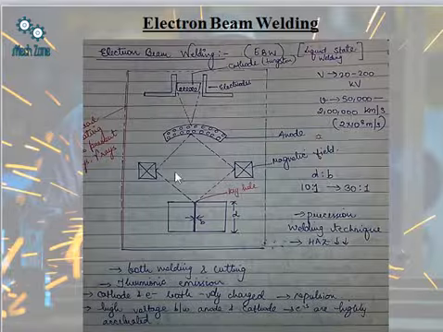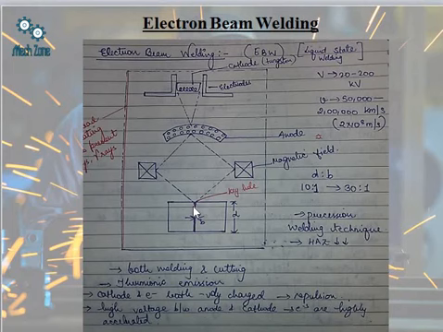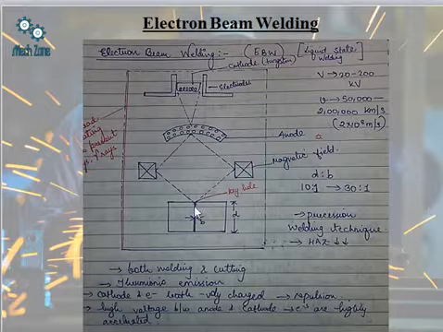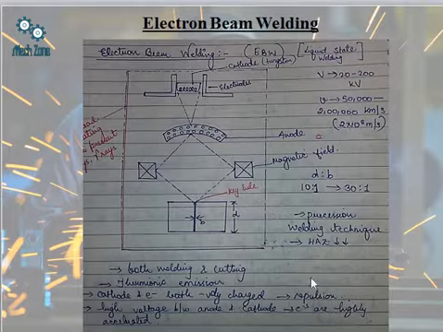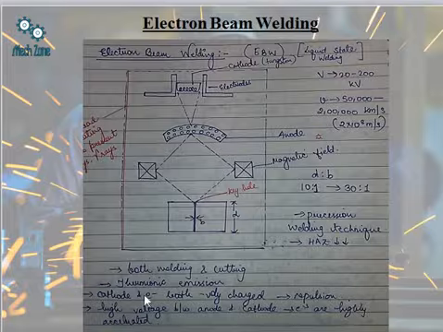It is a liquid state welding because melting of material is taking place, and a very small, keyhole type of weld is obtained. This is the anode and this is the cathode. Anode is the positive plate and cathode is the negative plate, you can see here. So this is called electron beam welding. It can be used for both welding and cutting. It can also be used for the cutting process.